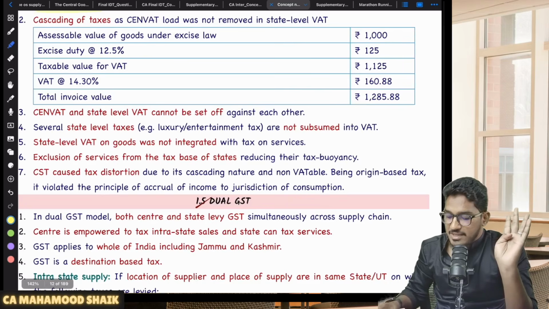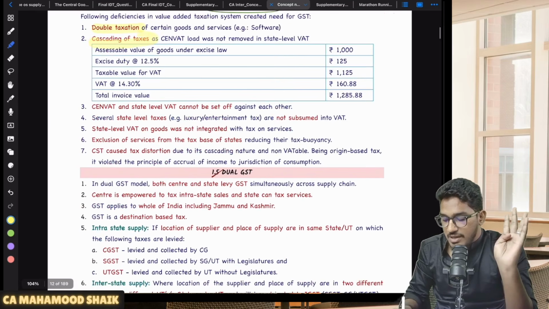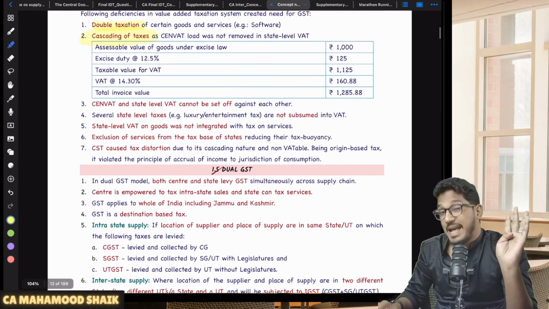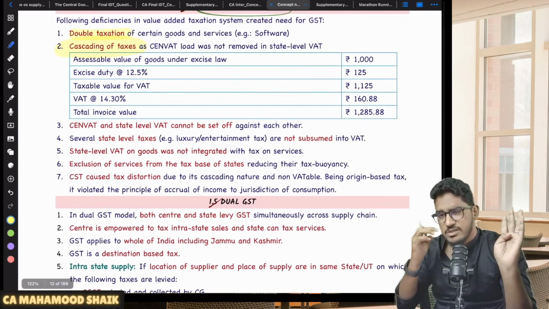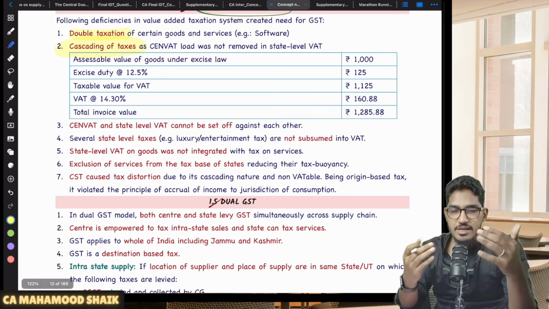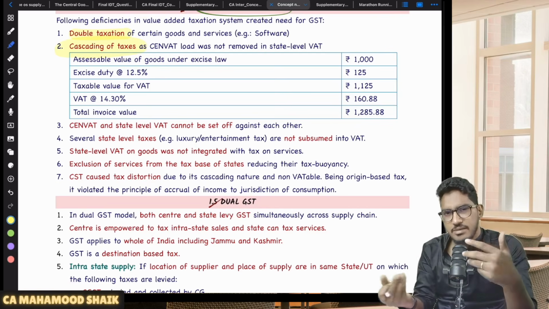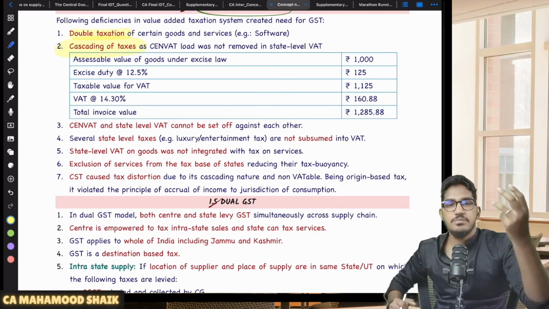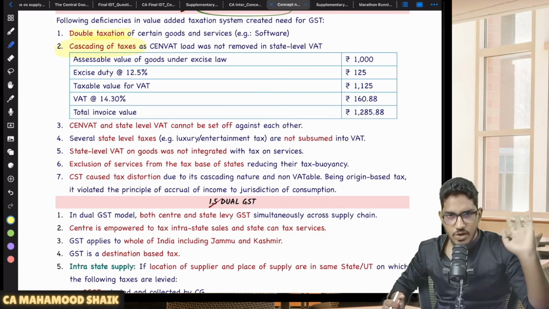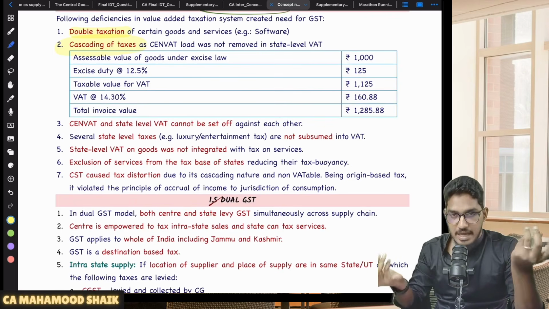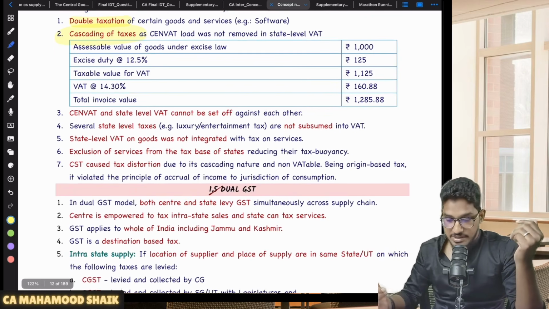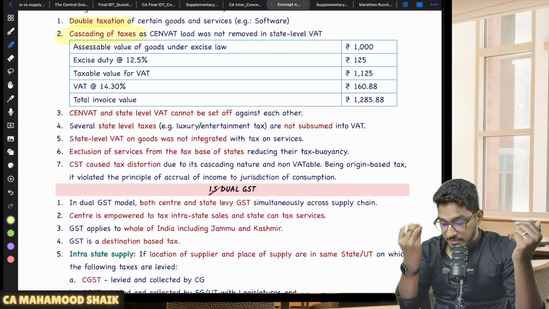Then there used to be something called cascading of taxes. There used to be tax on tax. See, all this is not important, because these weaknesses are there, and to overcome them only, GST has come. GST has anyhow come now. The problems in the old indirect taxation system are no longer relevant today. But as they have given in the material, sometimes they ask a question from here. So that's why I'm taking up a few minutes.